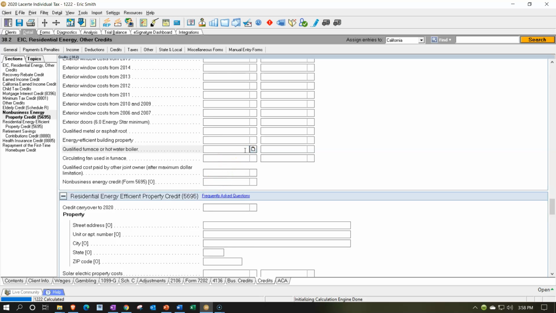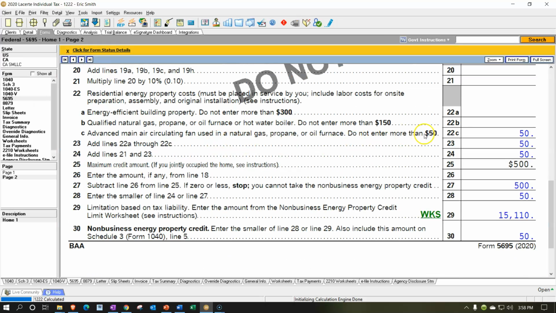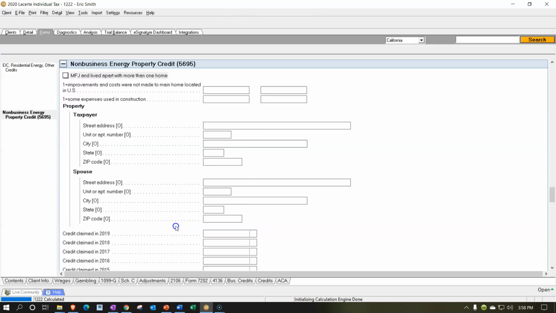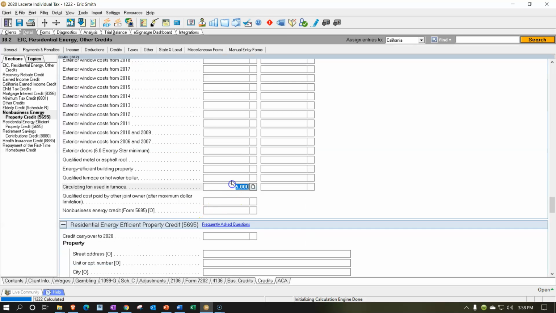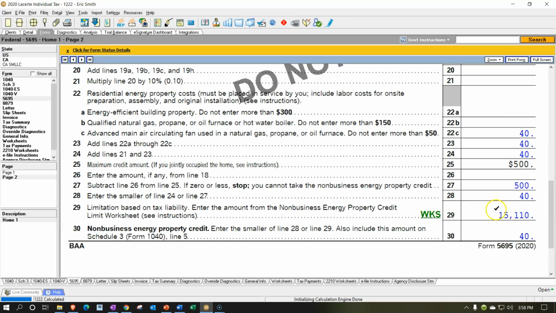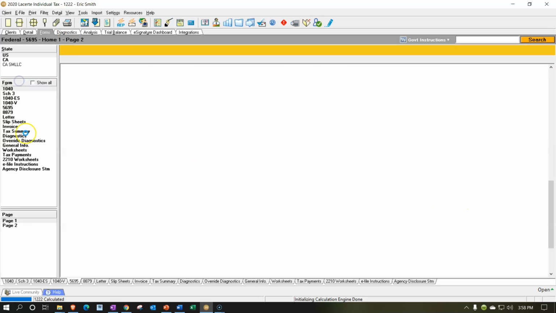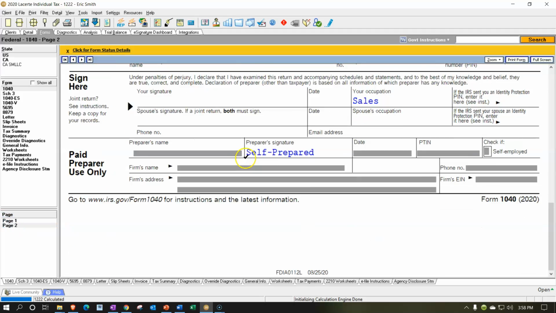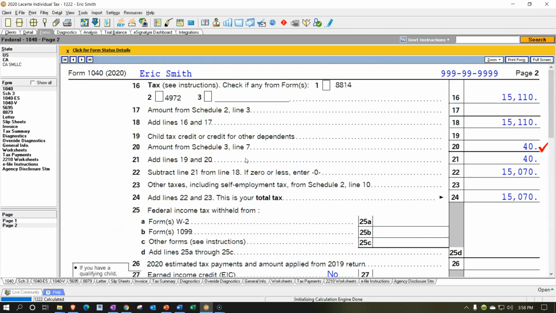And then let's put the 5,000 in the circular fan used in the furnace. Got to have the fan in the furnace. So that's capped at 50. So we got a pretty low cap on the circular fan in the furnace. And so even if I put like 40 in there, then we're picking up the 40, and that 40 is flowing forward to the second page of the 1040. Second page of the 1040, there's the 40.